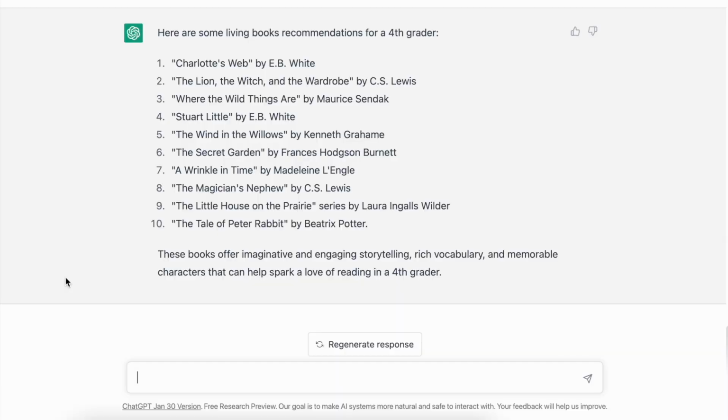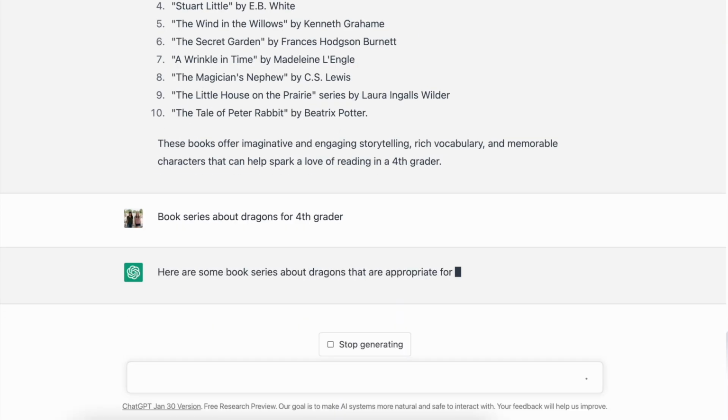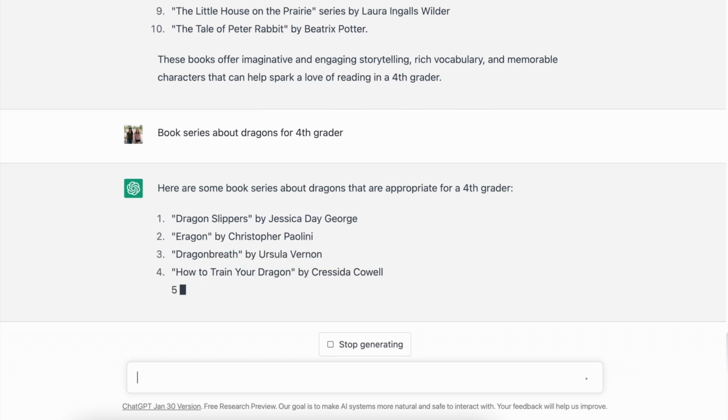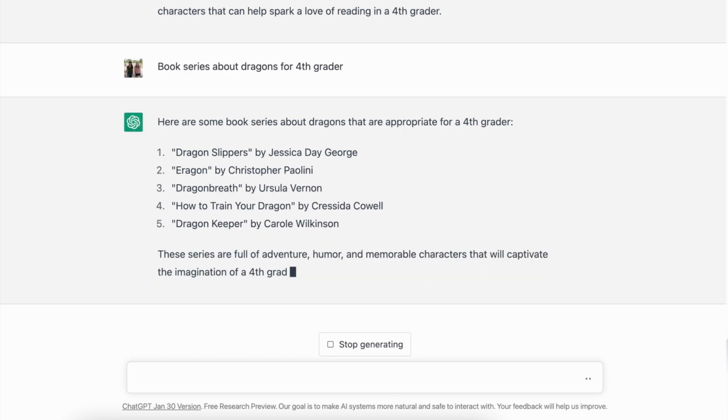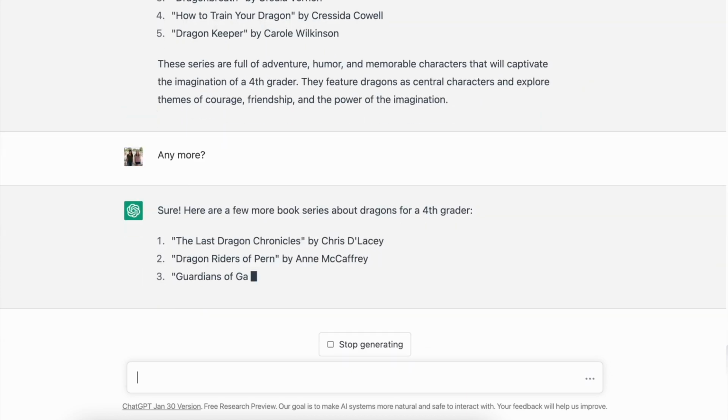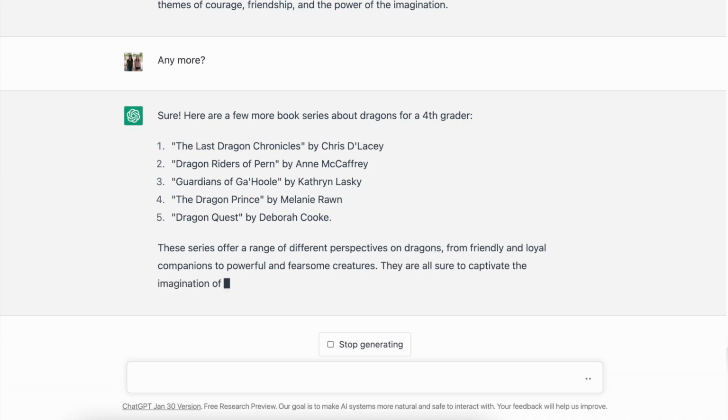You can even create a list based on something that your child is interested in. For example, my 4th grader is really into dragons, so I can type in book series with dragons for a 4th grader, and it's going to give me a list. It has things like Dragon Slippers, Eragon, which we have started reading, How to Train Your Dragon, Dragon Keeper, and if that's not a big enough list, you can have it give you even more if you don't like any of those suggestions. Really, the more specific you are here, the better your results are going to be.